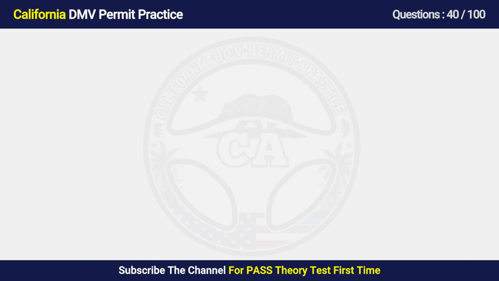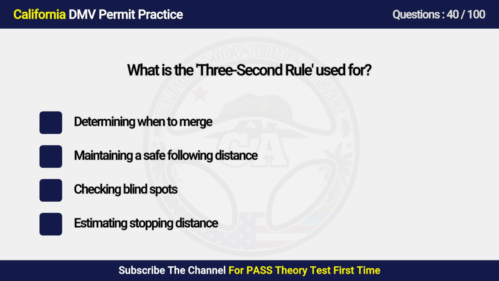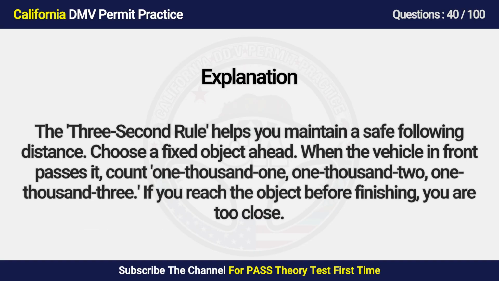Question 40. What is the rule used for A, determining when to merge, B, maintaining a safe following distance, C, checking blind spots, D, estimating stopping distance? Answer is B, maintaining a safe following distance. The rule helps you maintain a safe following distance. Choose a fixed object ahead. When the vehicle in front passes it, count. If you reach the object before finishing, you are too close.